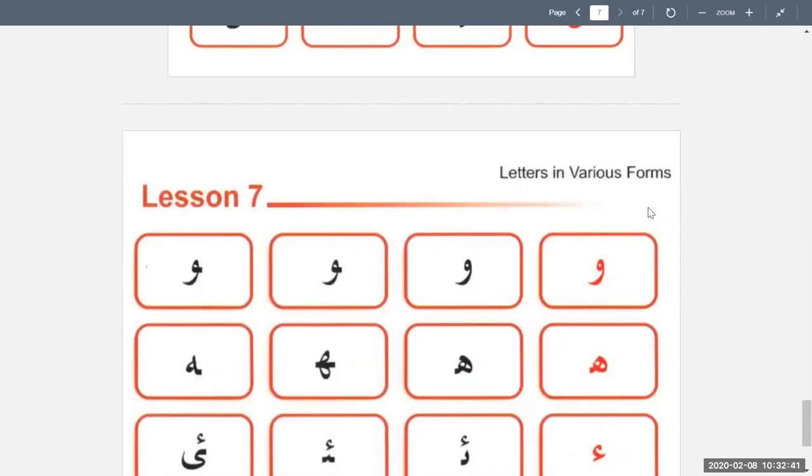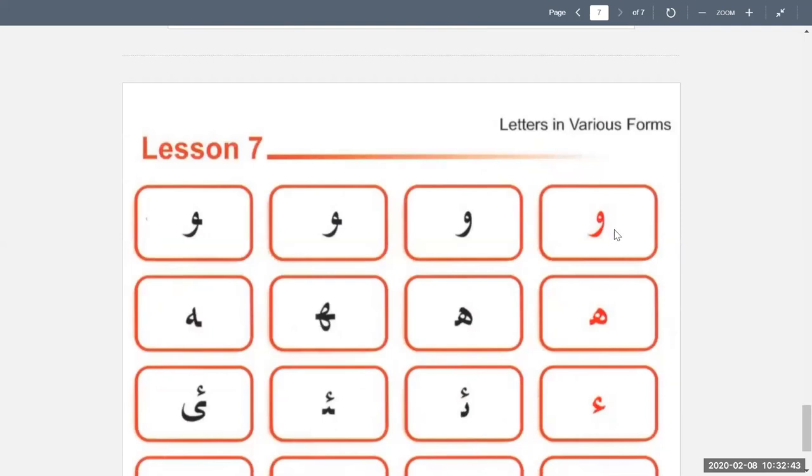Okay, next we have the letter wow. And wow, remember, is a one-way connector, so it really only has those two shapes. So make the letter wow in its isolated form or at the beginning of the word. Remember, it can't connect. If you connect it, it will look like a fa or a qaf, but it'll look like you forgot the points.